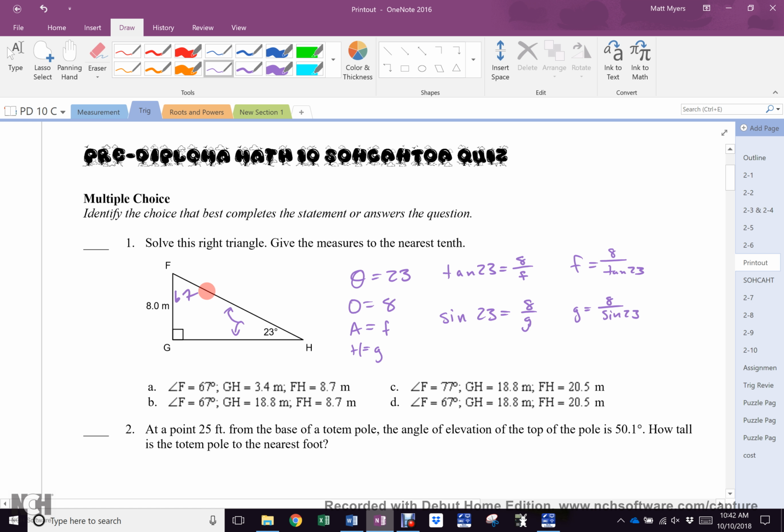So all you had to do was the math on 8 divided by tan 23, because I have a backwards calculator, which is 18.8. So FH had to be 18.8, which is D. Oh, sorry, I was doing tan. GH had to be 18.8. So once you had 67 and GH at 18.8, you didn't even need to finish it.